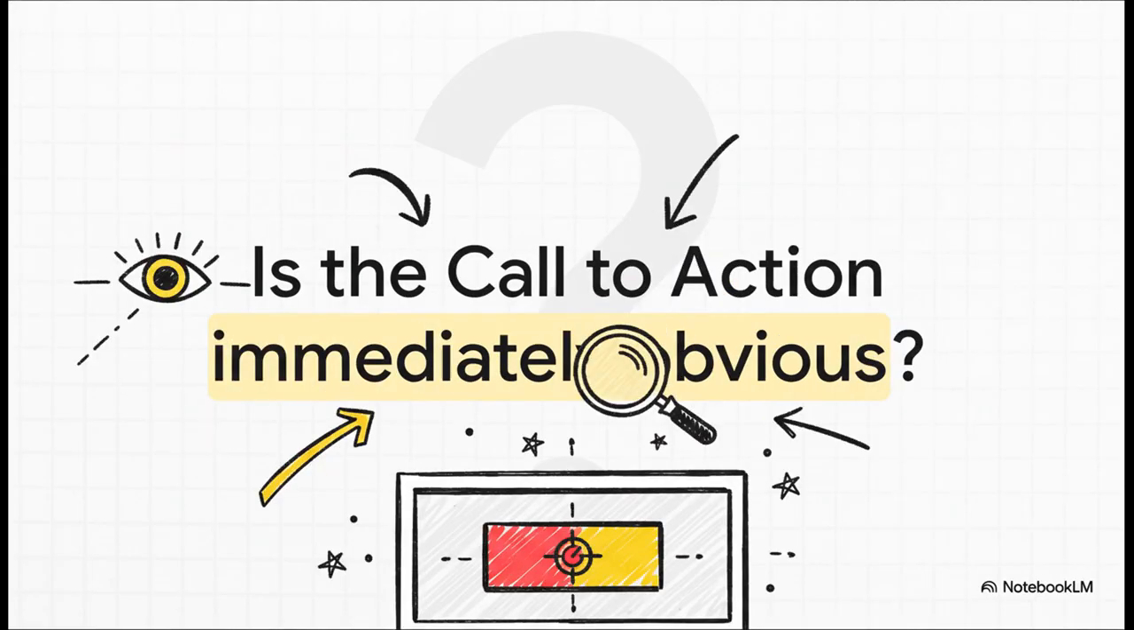And now for the final and maybe most important question. Where does your eye go? Is the call to action, the register here button, the QR code, is it immediately obvious? If you have to hunt for it, it's not working. A poster without a clear call to action isn't a registration tool. It's just a nice announcement.